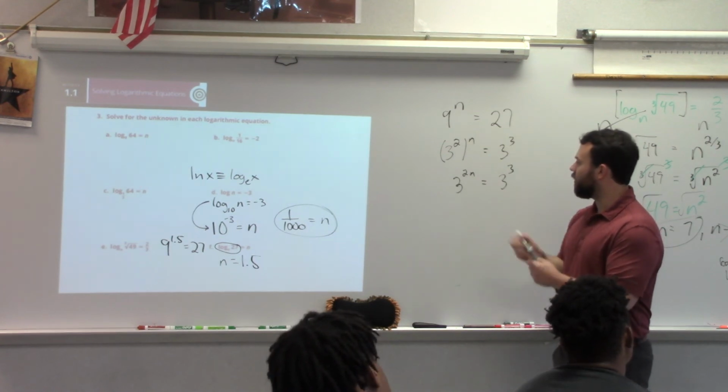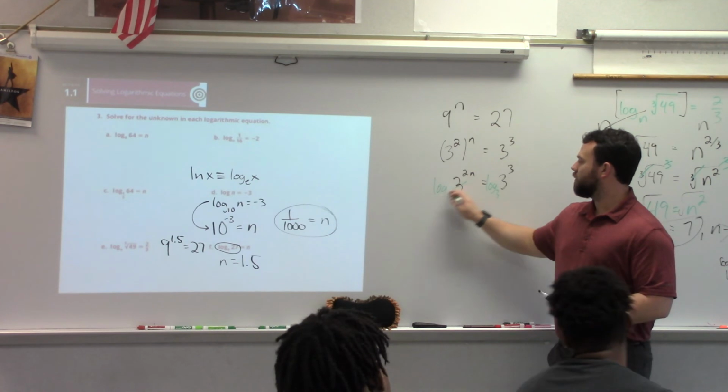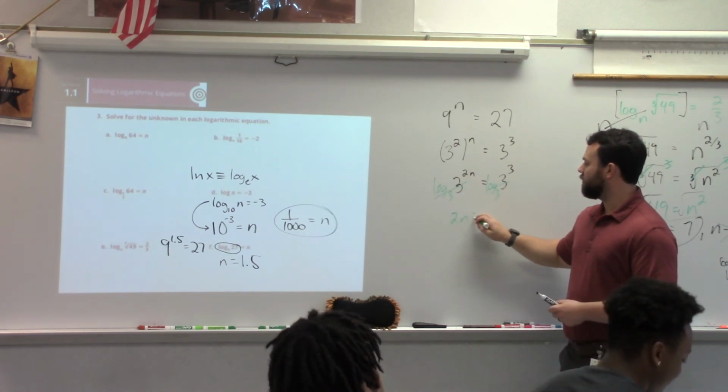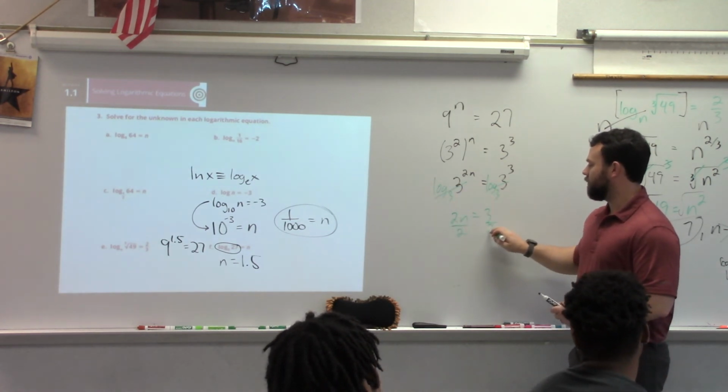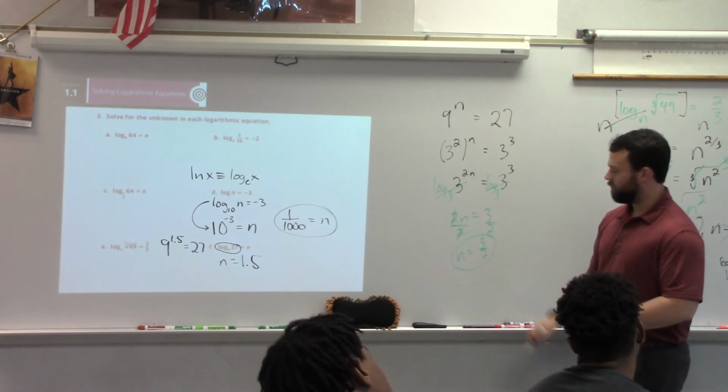Well, I can just now take the log base 3 of both sides. Yeah, that's no different. Alright, I got C. C and F. Okay, what is 3 divided by 2? 1.5. Okay.